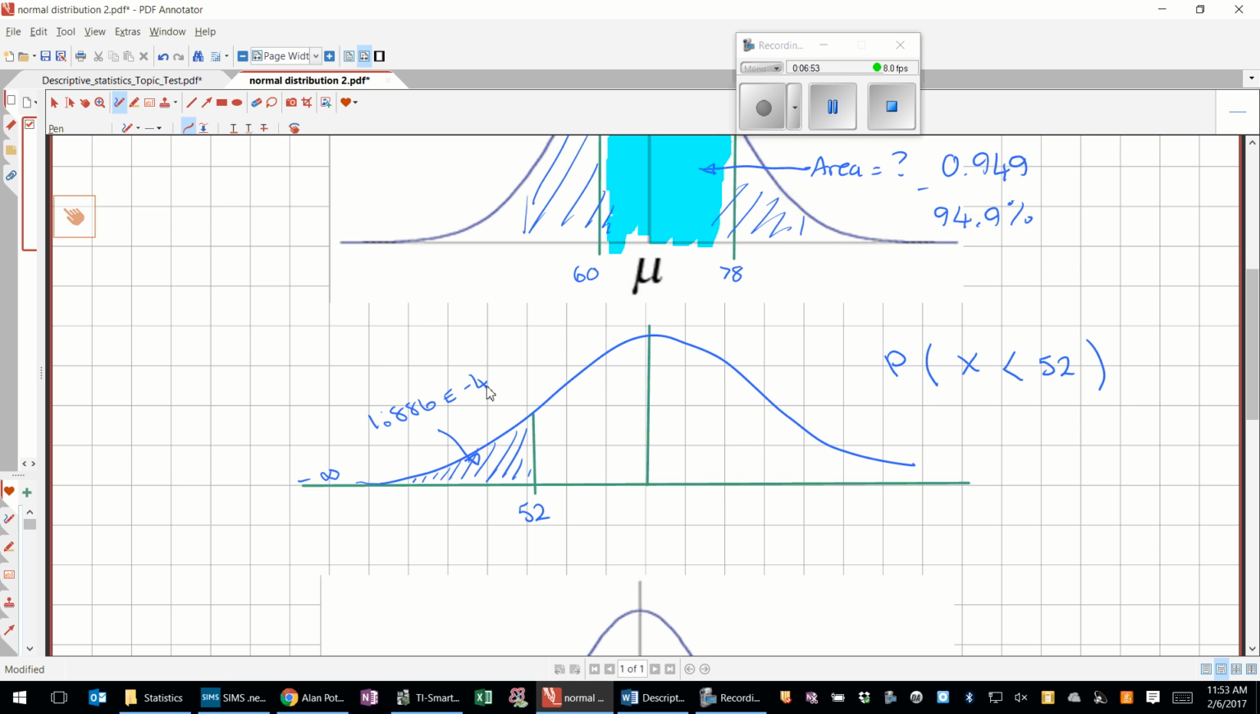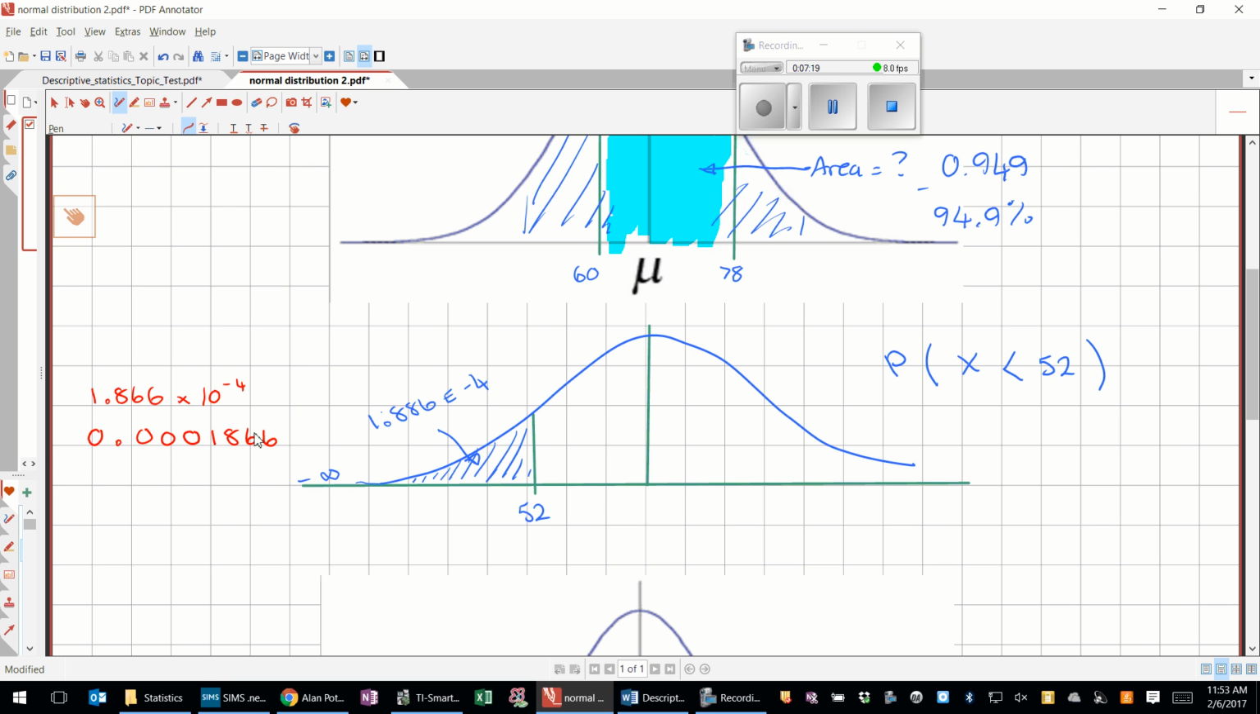1.866 times 10 to the negative 4. Okay, so we've got 1.866 times 10 to the negative 4. So that's 0.000, one more 0, 1.866. Okay.